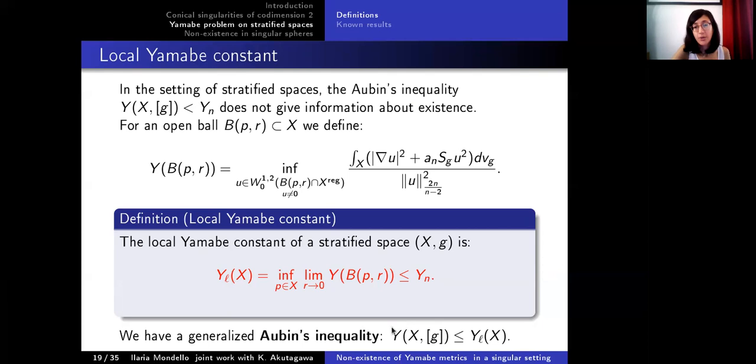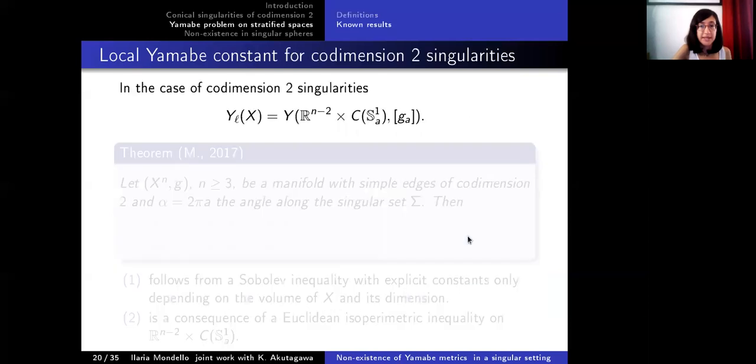And of course, we have a generalized Aubin's inequality because this limit will always be bigger than the global Yamabe constant because you're taking the infimum over a smaller set of functions. So in the case of just codimension two singularities, the local Yamabe constant will actually be the Yamabe constant of the codimension two singularities, meaning the product between R^(n-2) and the two-dimensional cone with the metric g_a that puts a conical singularity of codimension 2 in R^n.